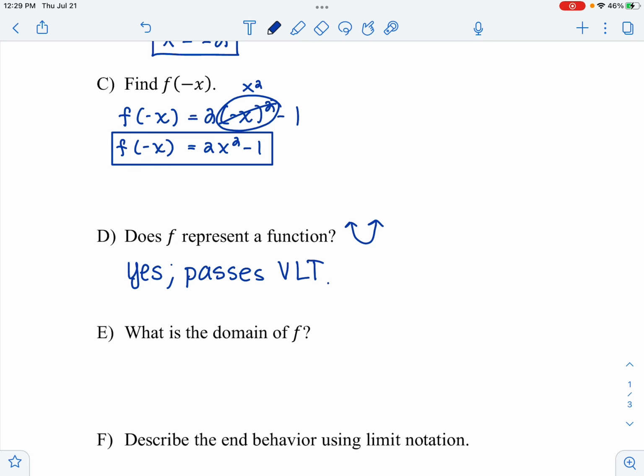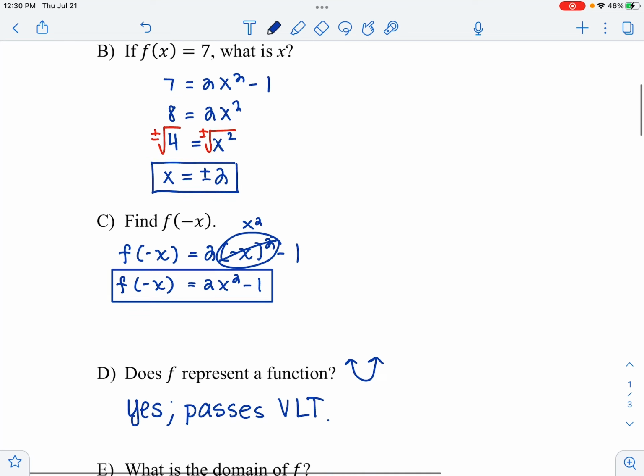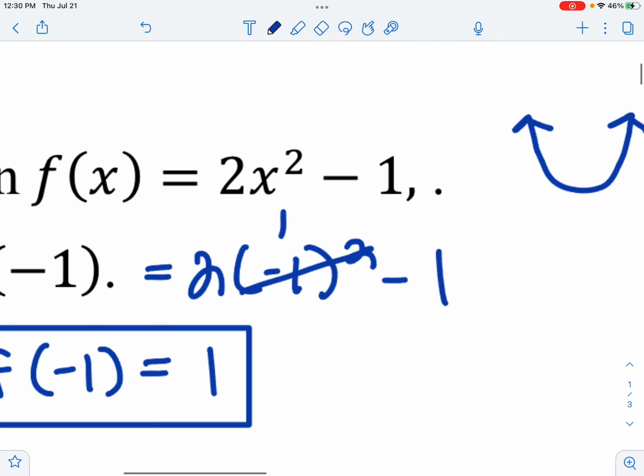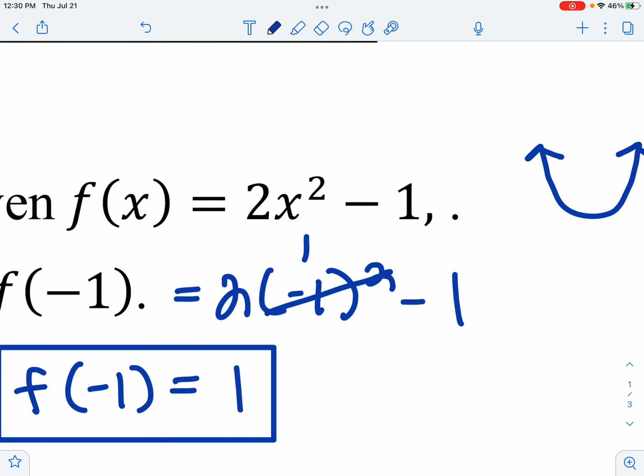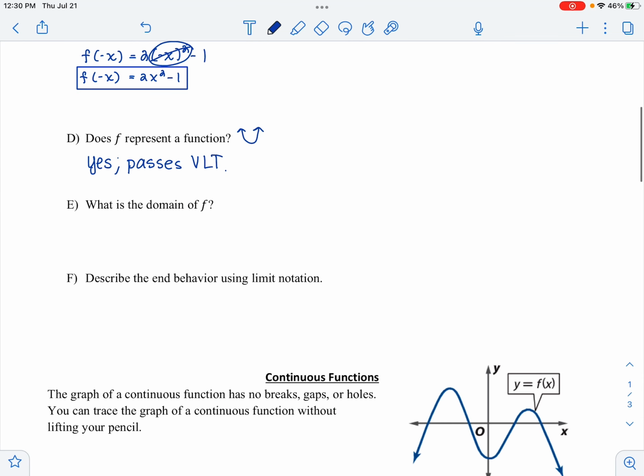All right, what's the domain of the function? You can look at the graph that we just sketched and say, oh, it goes from an arrow to the left, to an arrow to the right, all real numbers. Or we should do what we've been learning, right? Look at the equation. Are there any restrictions? Are there any denominators? No. Are there any square roots? No. Therefore, are there any restrictions? No. So our domain is all real numbers.